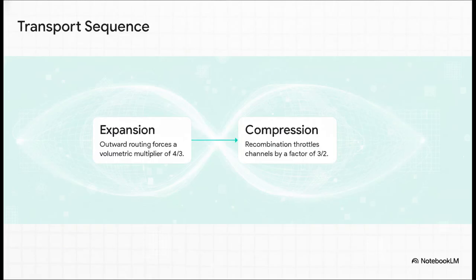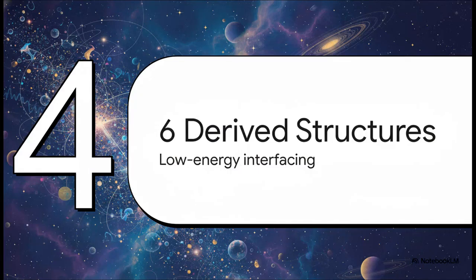So how does information actually move through the space? It's incredibly structured. We have a 2-step breathing sequence called triadic coboundary transport. First, an asymmetric expansion forces a volumetric multiplier of 4/3. Then, a symmetric edge co-compression throttles the channels inward by a factor of 3/2. This sequence acts like an algorithmic shock absorber. It irons out the wrinkles, which is exactly how we get the illusion of smooth, continuous motion from an inherently pixelated grid.